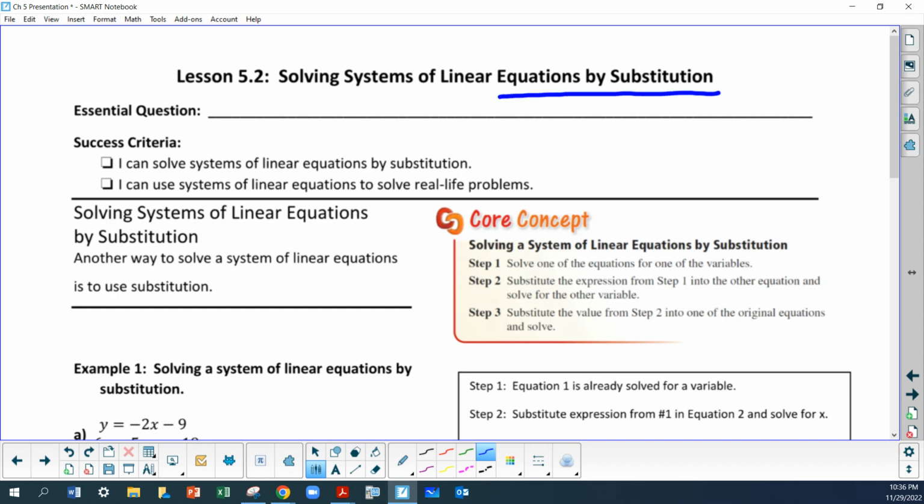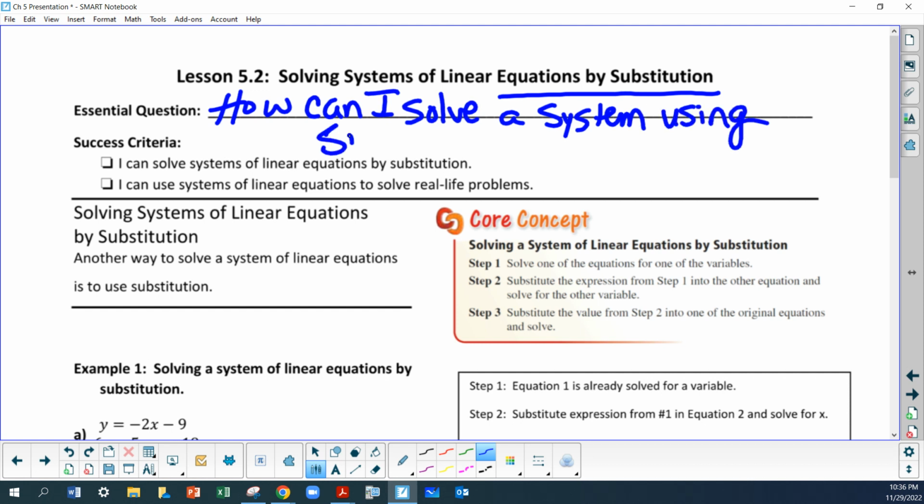So our essential question would be, how can I solve a system using substitution method?